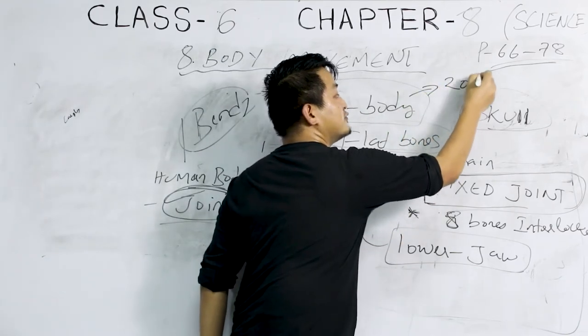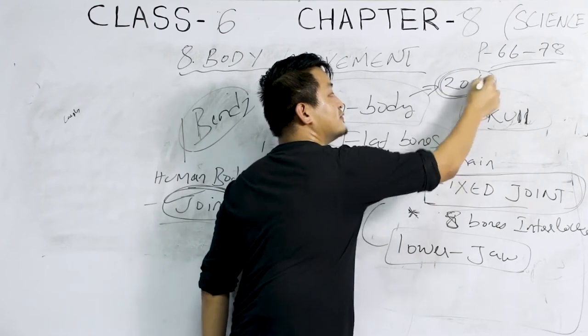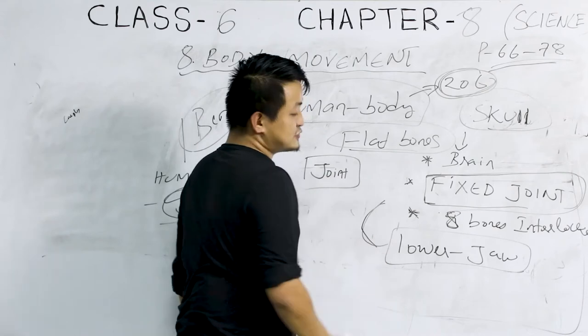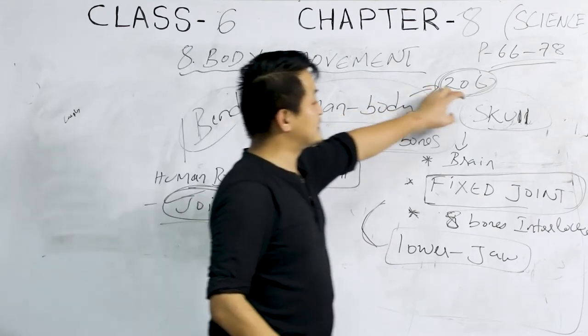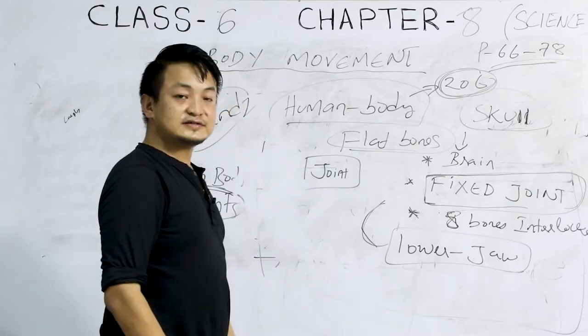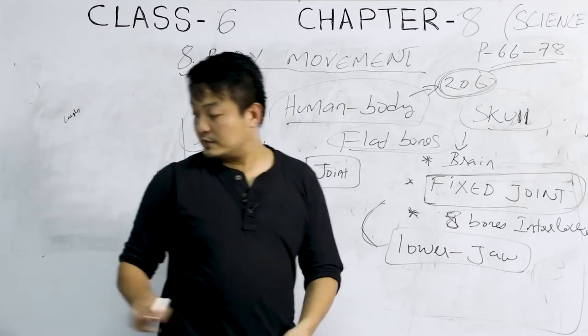So as you all know, and as it is mentioned in your textbook, the human skeleton is composed of 206 bones, okay? 206 bones. Okay, so now students, we have discussed the skull. Now let's discuss the rib cage, okay? The rib cage.